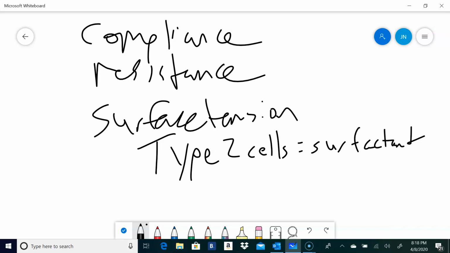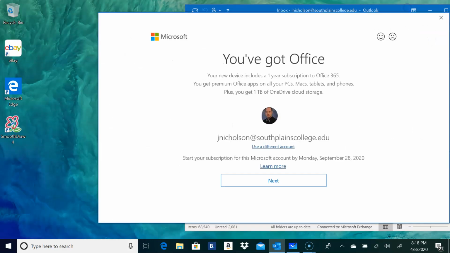All right, we're going to stop right here with respiratory stuff. If anything else, we'll come back to it, and shortly we'll move on to renal.